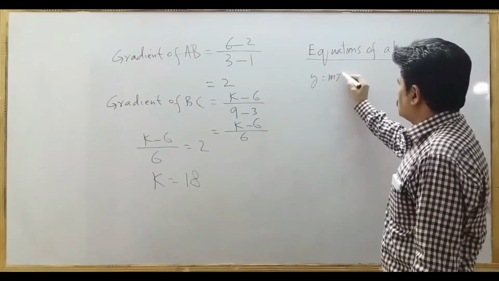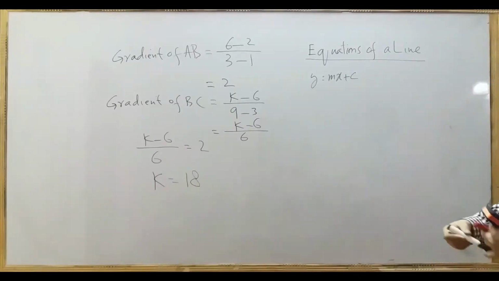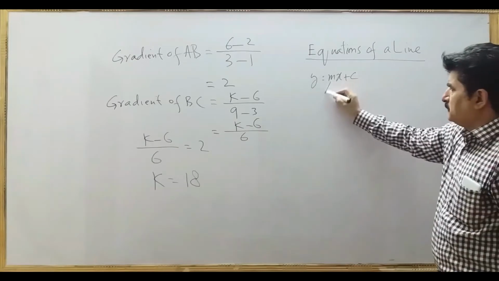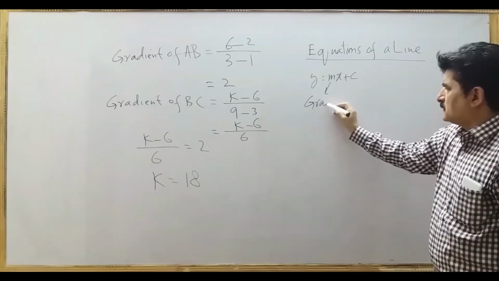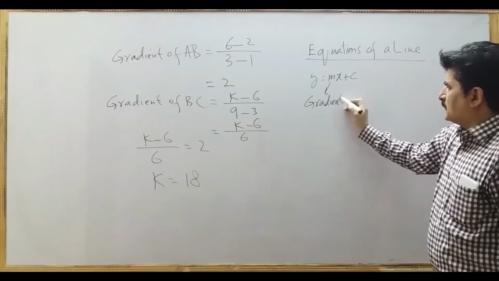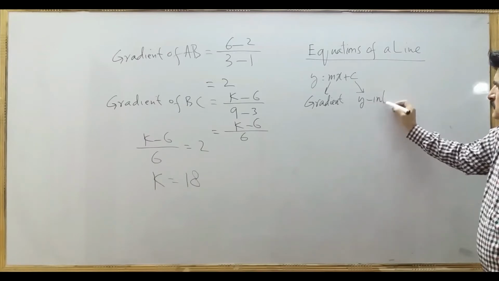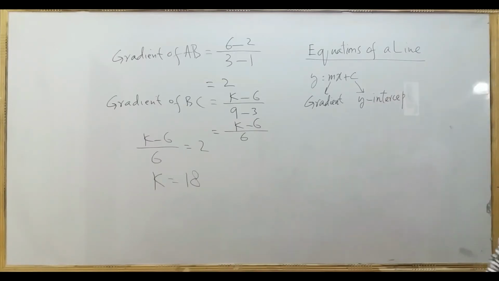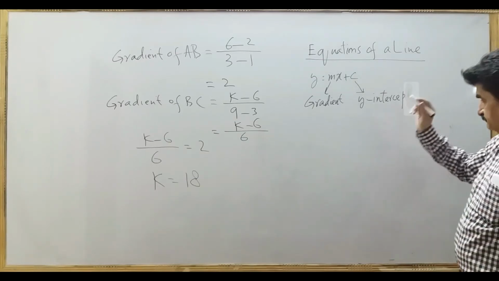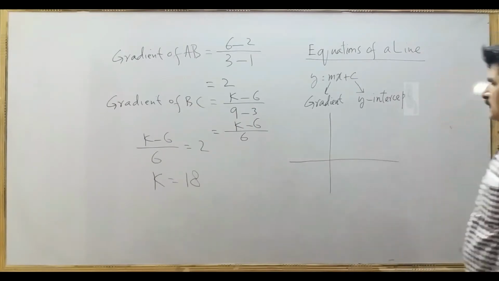First formula is y equal to mx plus c. What is m? It is gradient of the line. What is c? It is y-intercept. Now what is y-intercept? Please understand it.